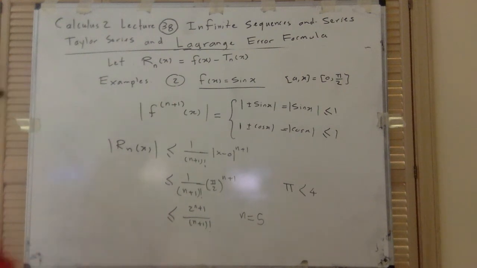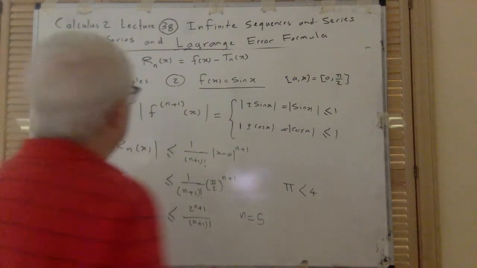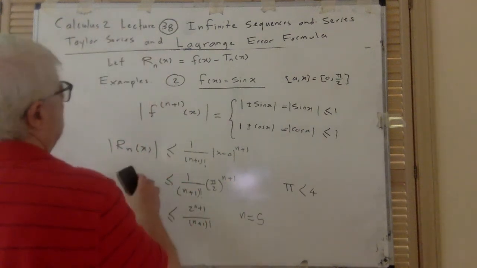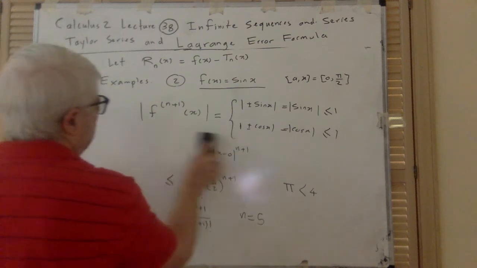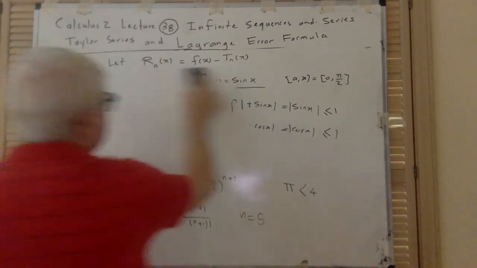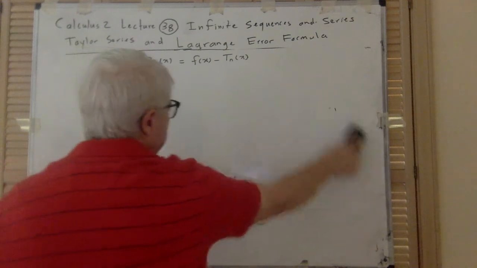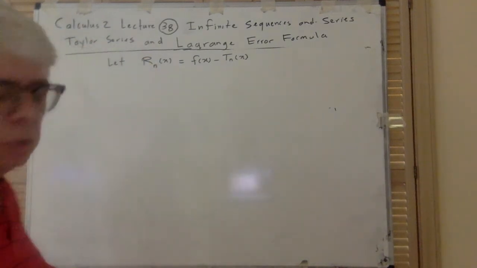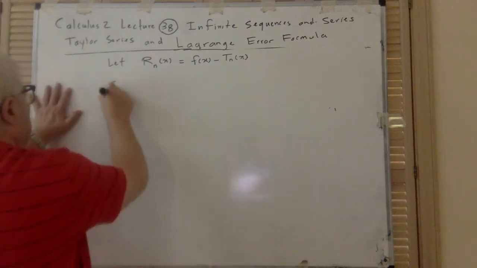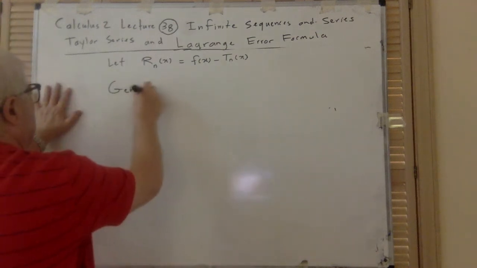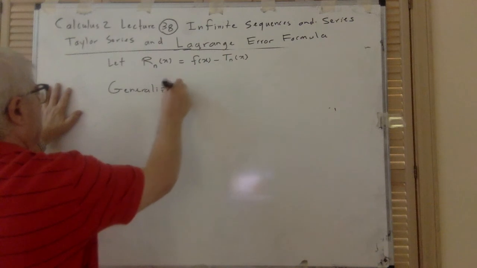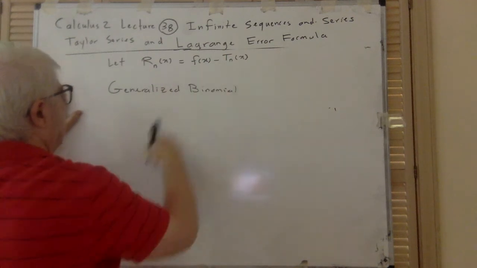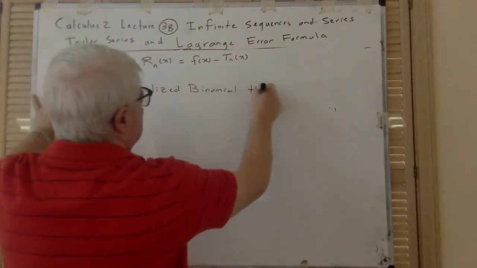Now, one Taylor polynomial or Taylor series for one of the functions which is amazingly nice. In fact, that has a name, it is binomial. So generalized binomial. We can say a theorem.